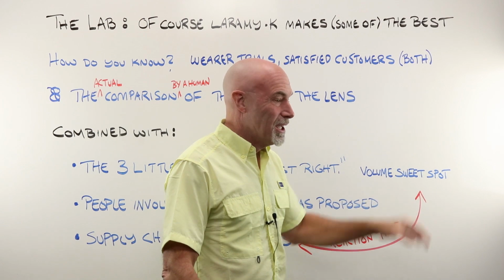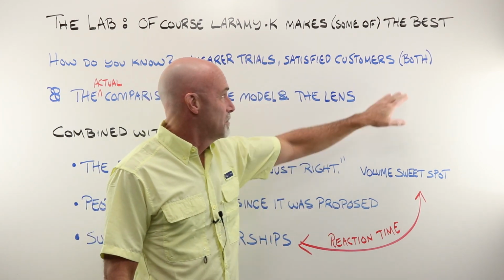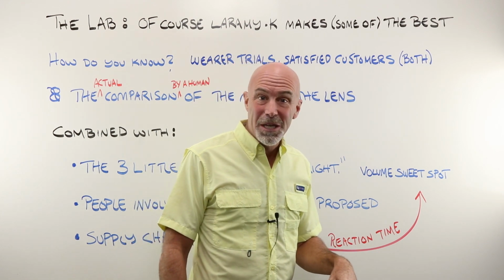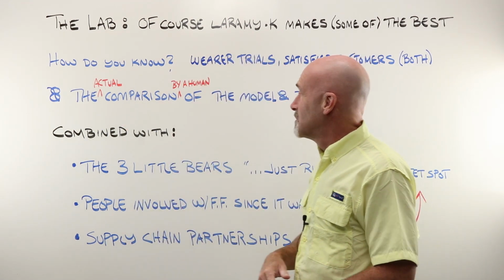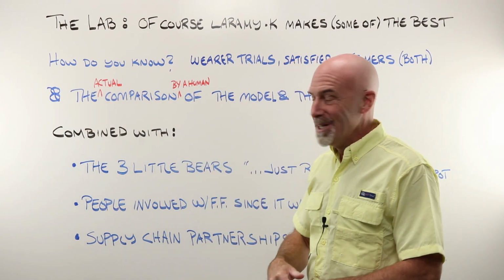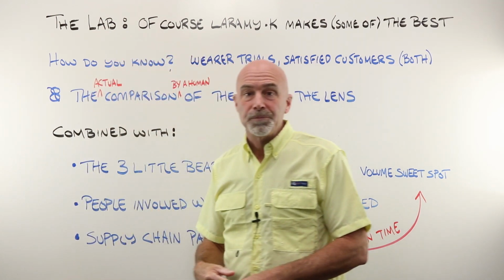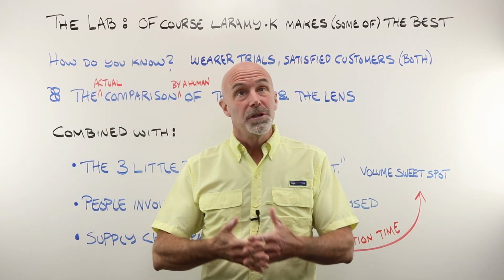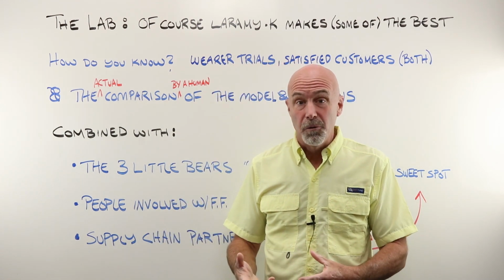As Janet always says, she likes to think of the consumer as our ultimate customer and the optician kind of being in the middle. And how do we know that we produce some of the best lenses in the world? By the actual comparison by a human of the model and the lens. I've talked about this before. Every progressive lens design, the software is a theoretical model.